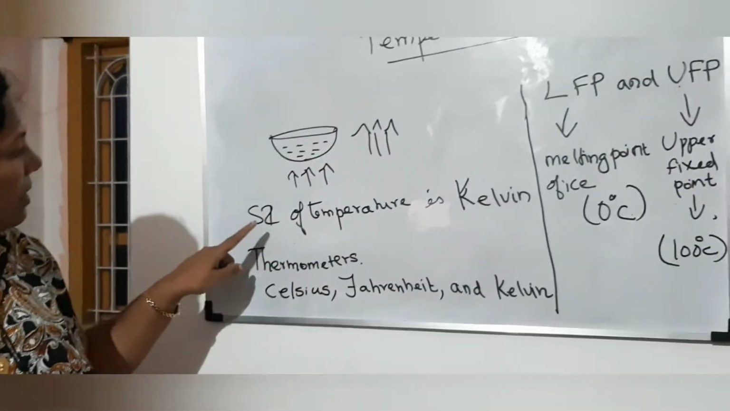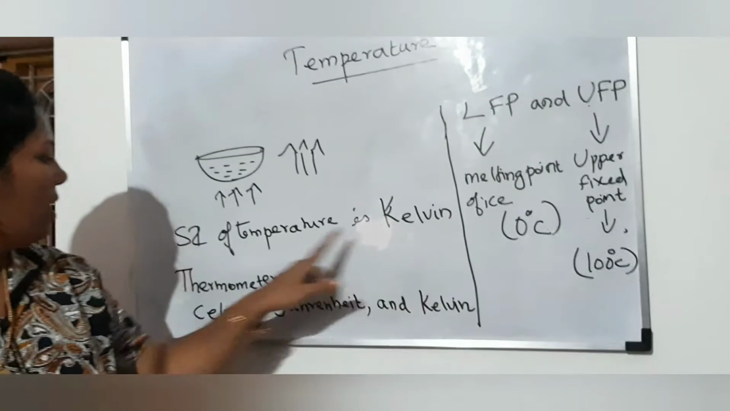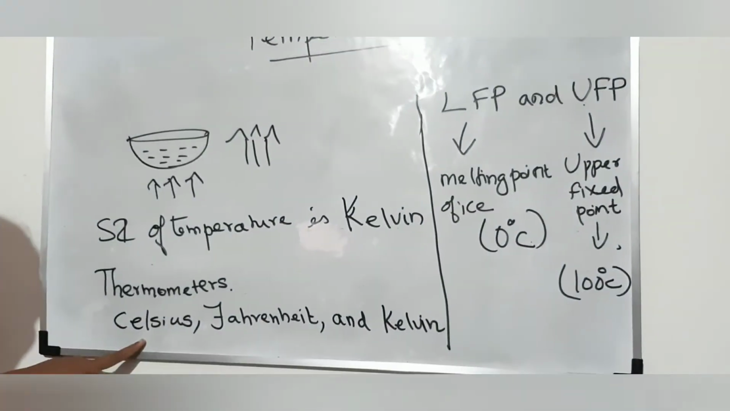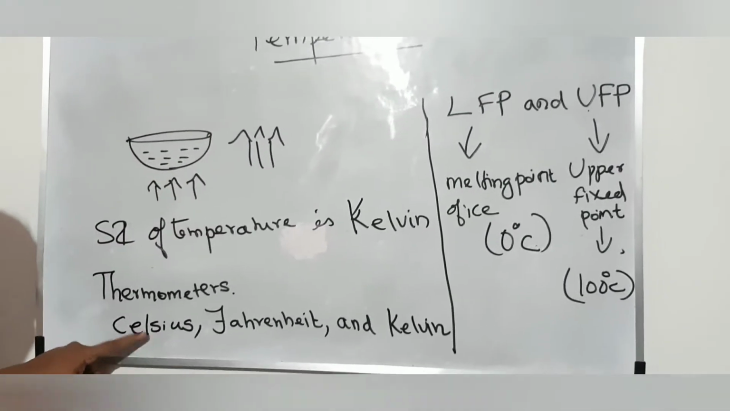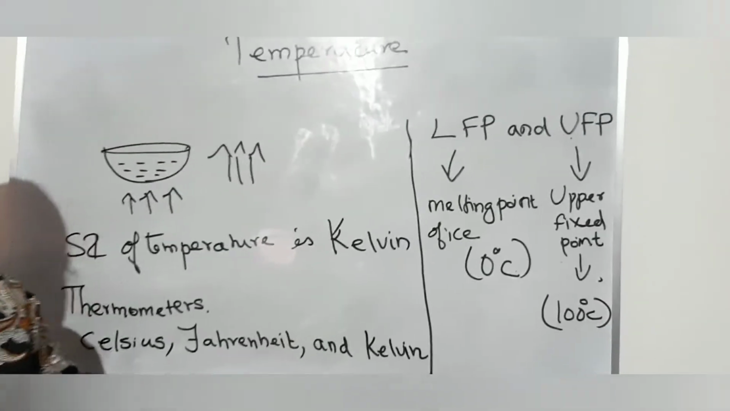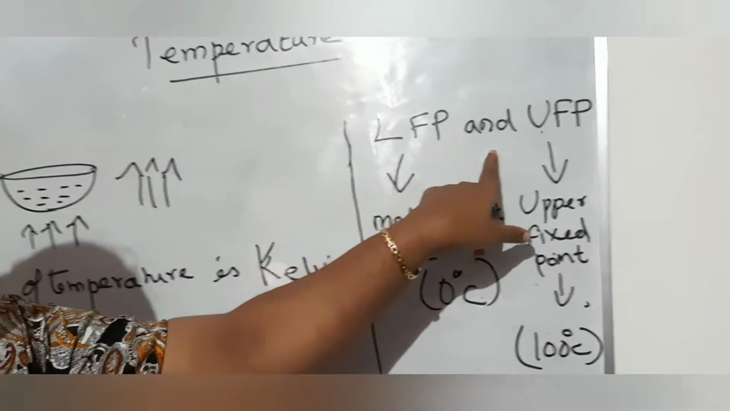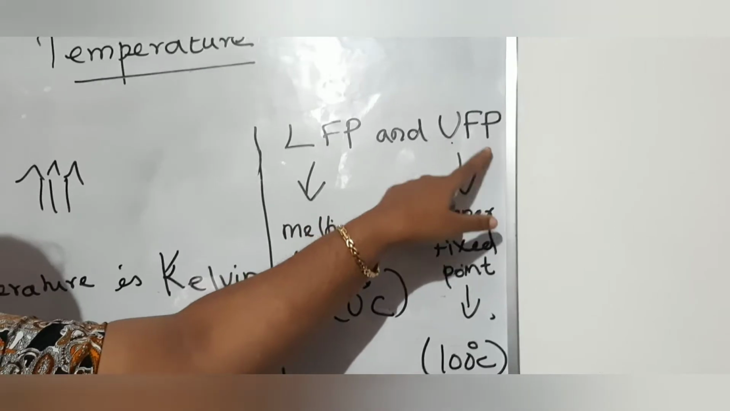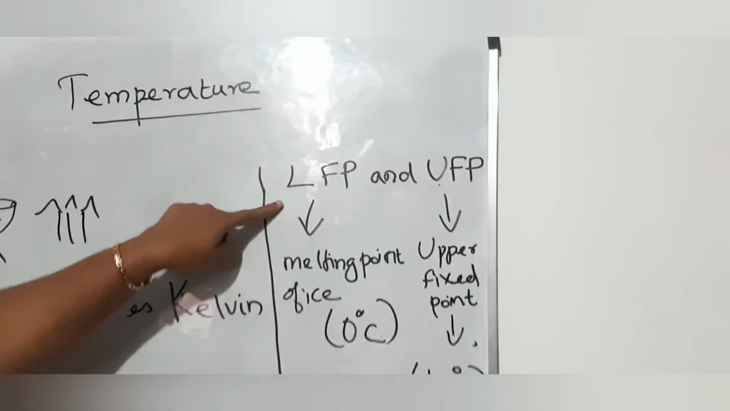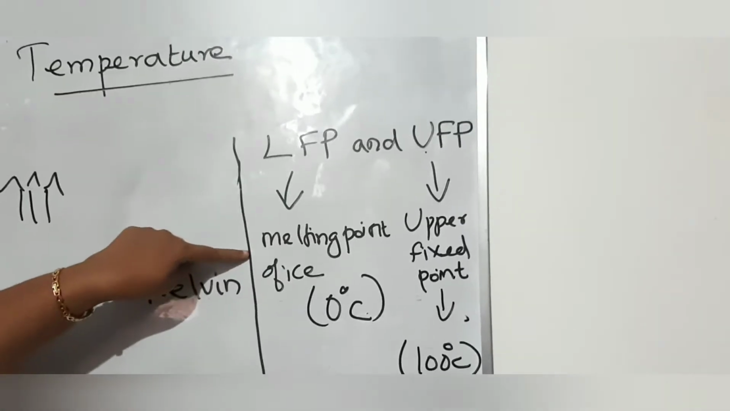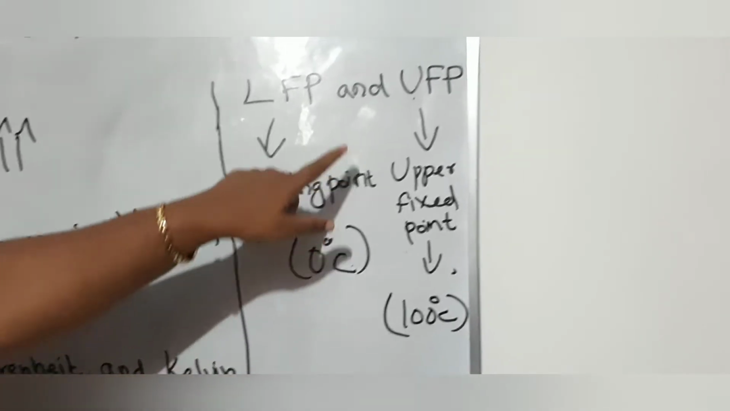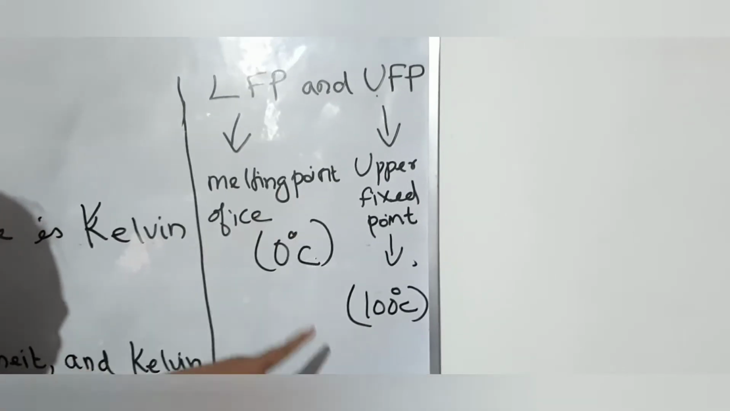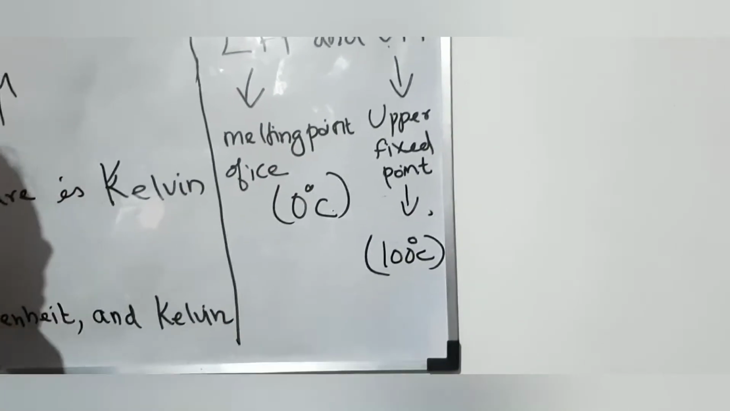So, the SI unit of temperature is Kelvin. Thermometers are used for measuring temperature. The scales used in thermometers for measuring temperature are Celsius, Fahrenheit and Kelvin. LFP and UFP are the lower fixed point and the upper fixed point. What is the lower fixed point? Lower fixed point is the melting point of ice, that is 0 degrees C, and the upper fixed point, that's the boiling point of water, is 100 degrees C.